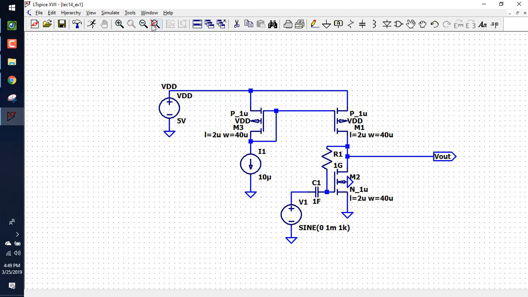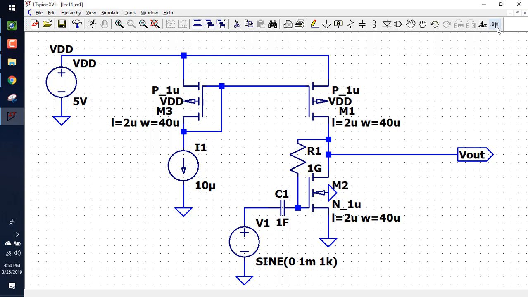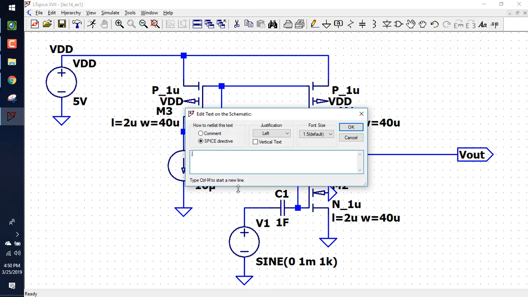Aesthetically pleasing. Are there any issues other than, oh, we need to do one other thing. Dot include CMOS edu underscore models dot text.